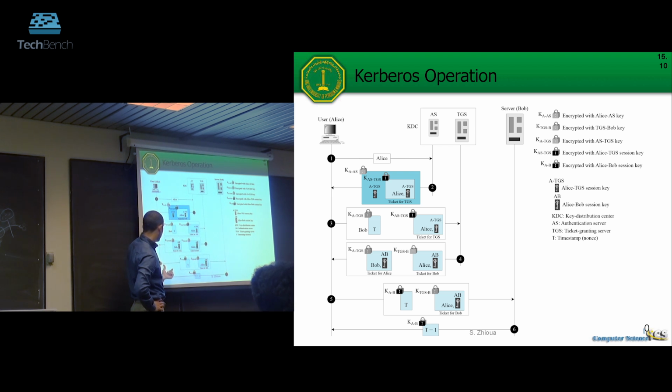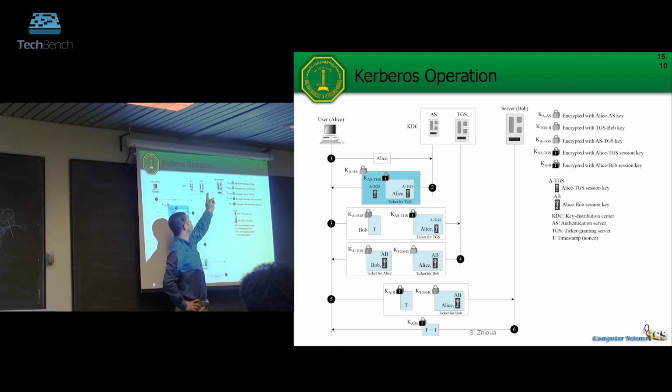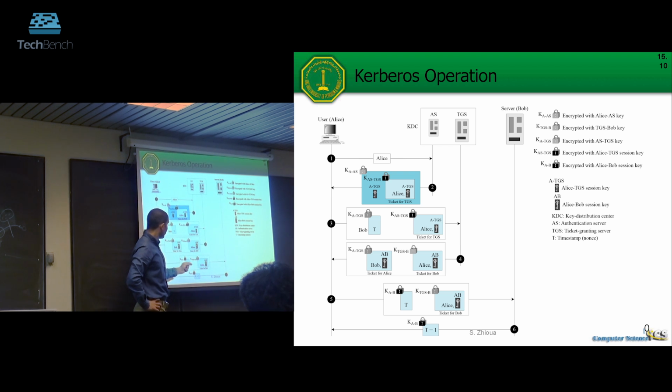And then the last step: Alice will send that ticket to Bob in addition to some challenge, T, or some timestamp. You can think of it as a random number with freshness. Then Bob, to prove that he's really Bob, needs to decrypt that ticket with its own shared secret key with TGS, which he is supposed to know. Then he will extract the AB key and use it to encrypt the same timestamp minus one. So basically, this is the challenge. He needs to respond to this challenge.